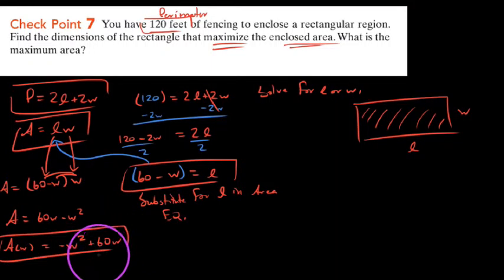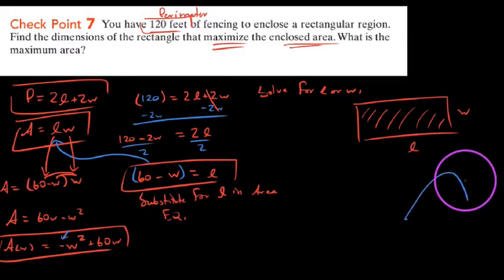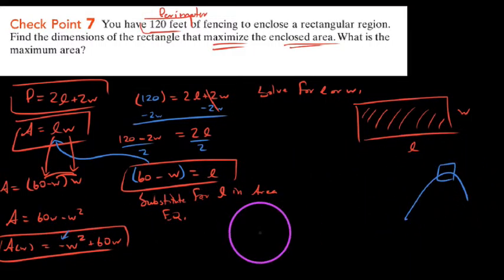I'm going to write this in standard form. Don't worry about the A of w here, but basically the area is this. So what we want to do is find what is the width and the length combination that would cause the maximum area, and what is that maximum area. And what we know is, because this is a parabola that opens downward, it's going to have a maximum value, and we're finding the vertex again.